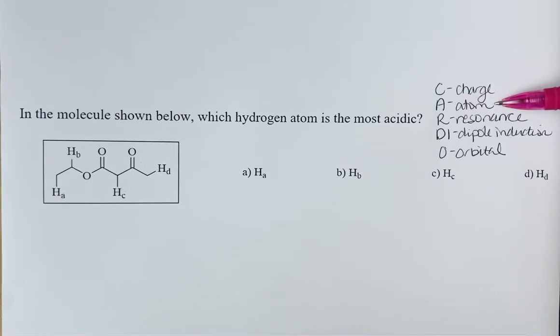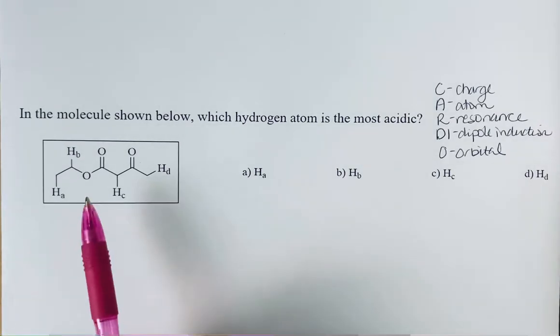We don't have any charges, so we don't need to consider that in this case. Next is the atom that the hydrogen is attached to. The two things we saw that we had to consider were the size of the atom and the electronegativity. All of these hydrogens indicated here are attached to carbon, so that is not a factor we need to look at. So we're going to keep moving down the list, and we'll get to R, which is resonance.